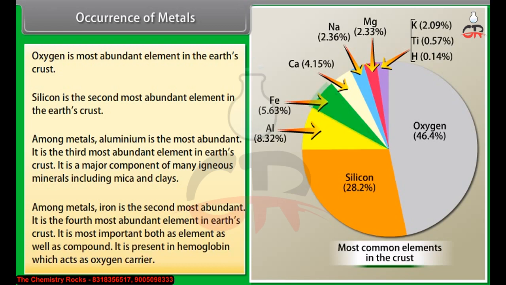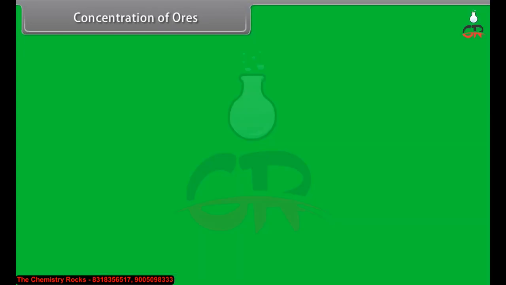Among metals, iron is the second most abundant. It is the fourth most abundant element in Earth's crust. It is most important both as an element as well as a compound. It is present in hemoglobin, which acts as an oxygen carrier.